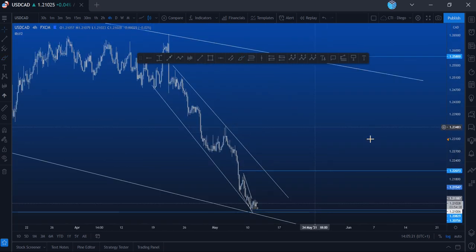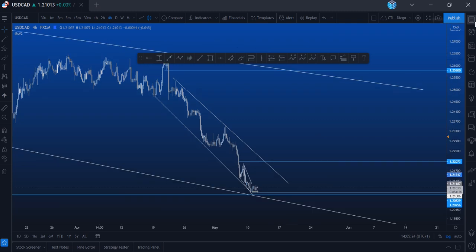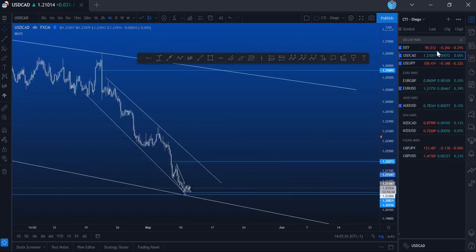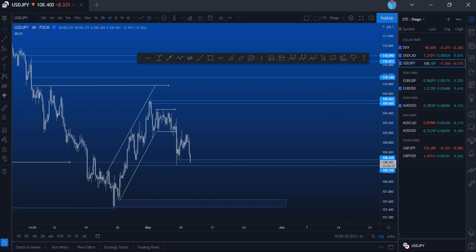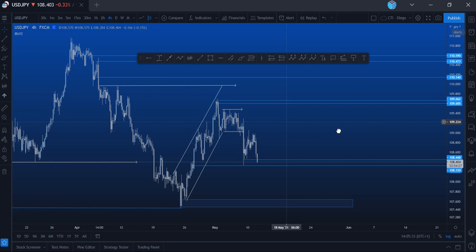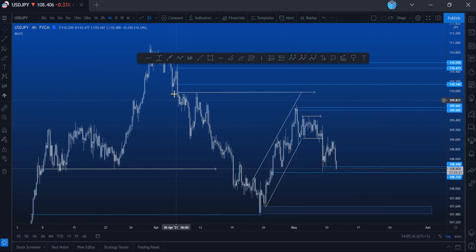So yeah, this is dollar CAD. It's looking really promising. Next on the list is dollar yen. Okay, so dollar yen, again, we completed this compression double bottom stop on 1 bottom, 2 bottom compression, and it rallied to the upside. We even forecasted this sniper entry.